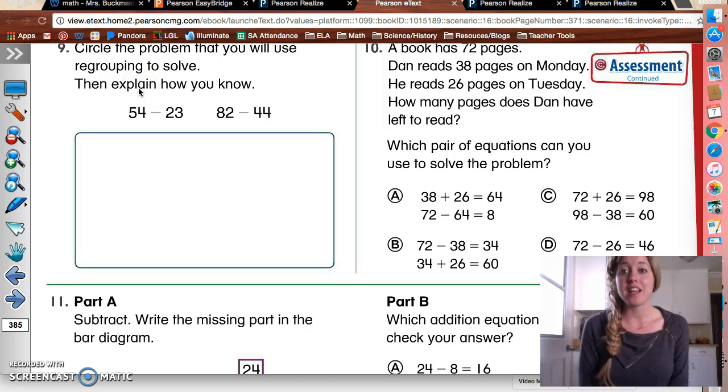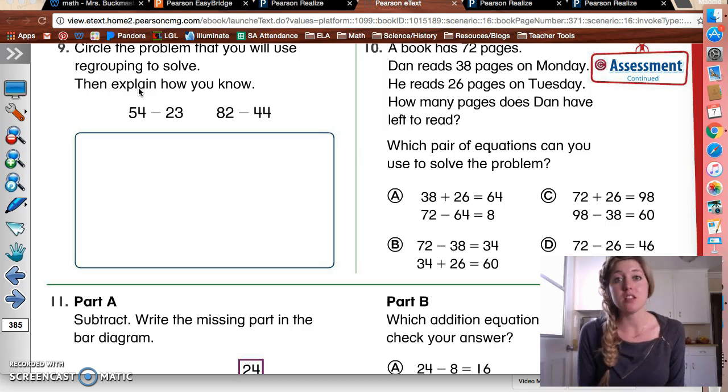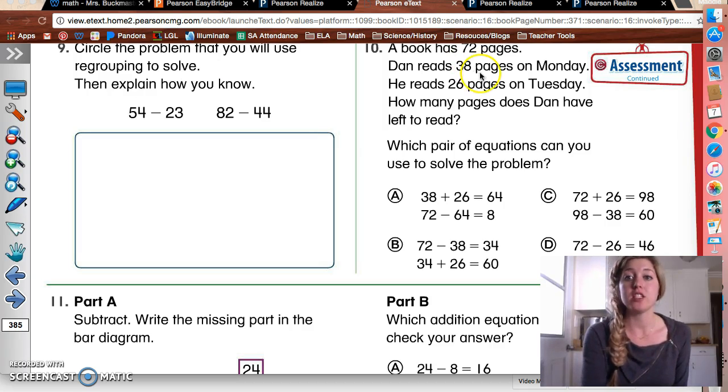Number 10. A book has 72 pages. Dan reads 38 pages on Monday. He reads 26 pages on Tuesday. How many pages does Dan have left to read? Which pair of equations can you use to solve the problem? So your job is to read this or listen to this and then choose which of these number sentences represents the word sentence that you heard. If you need to rewind, you can, and then choose the best answer. Pause and solve.